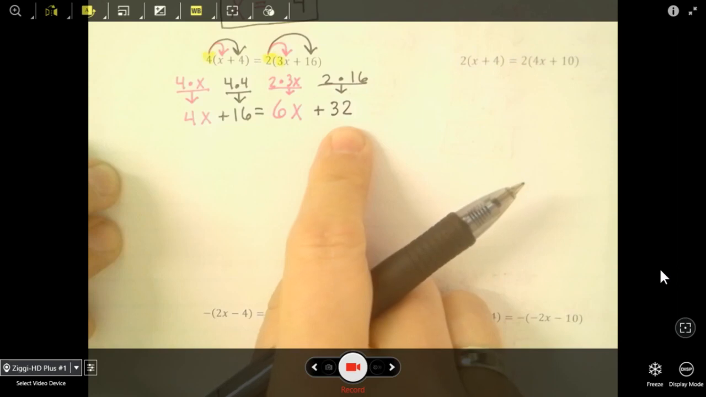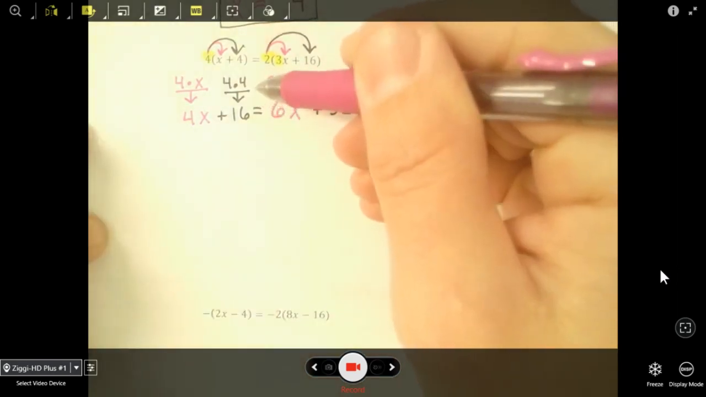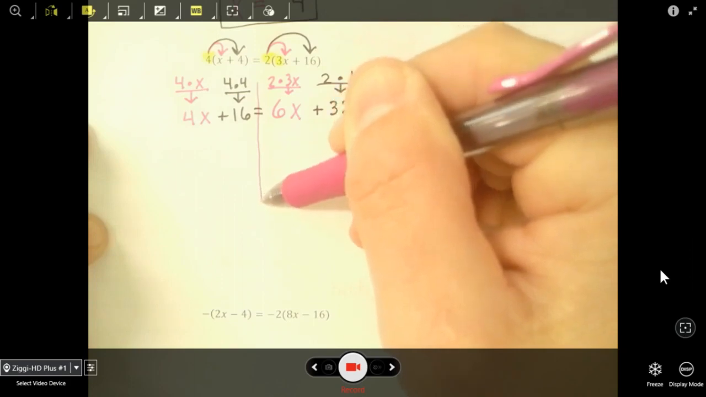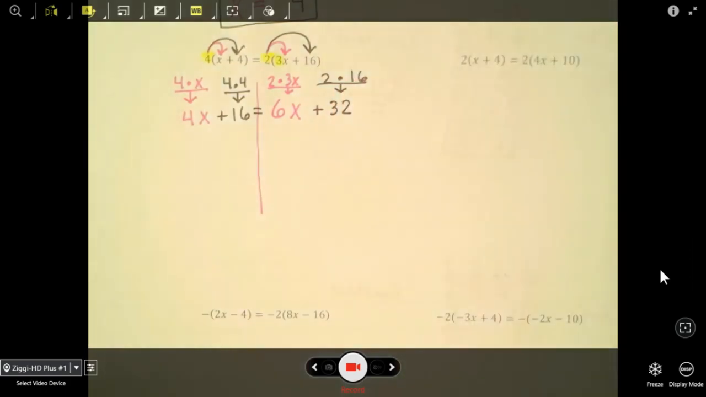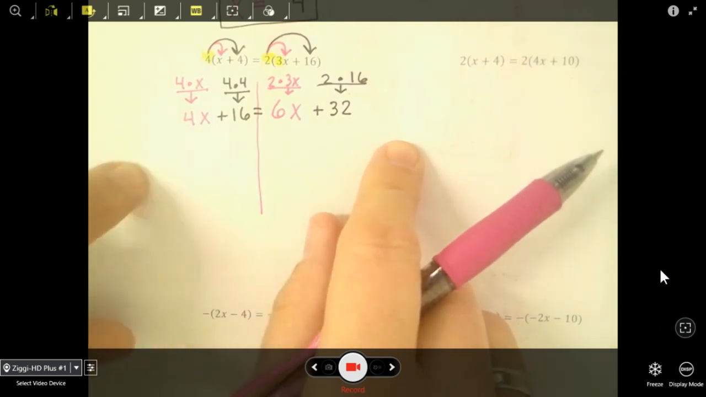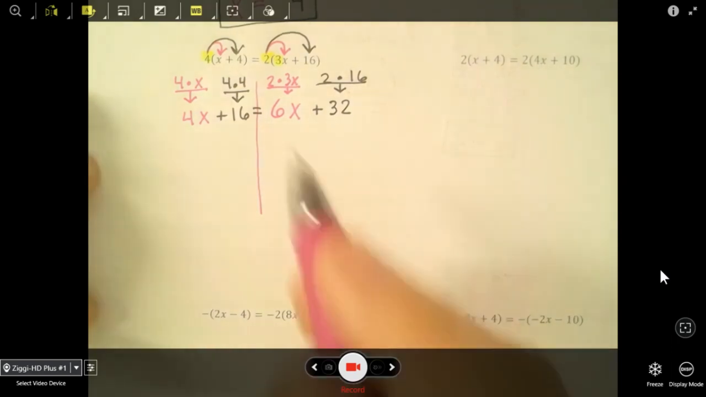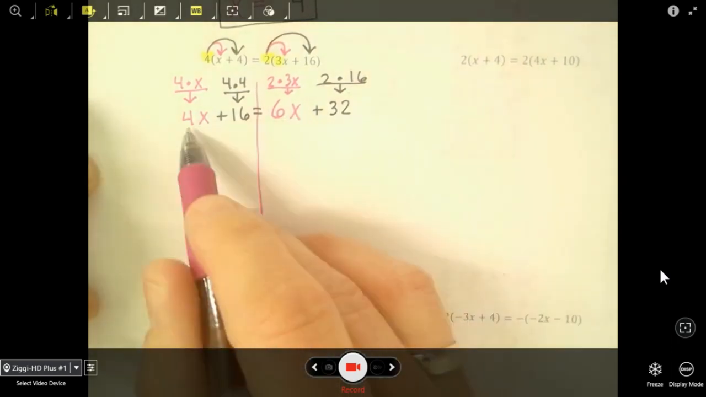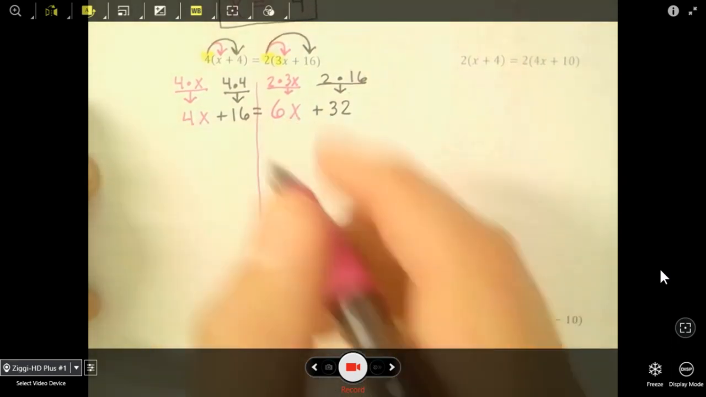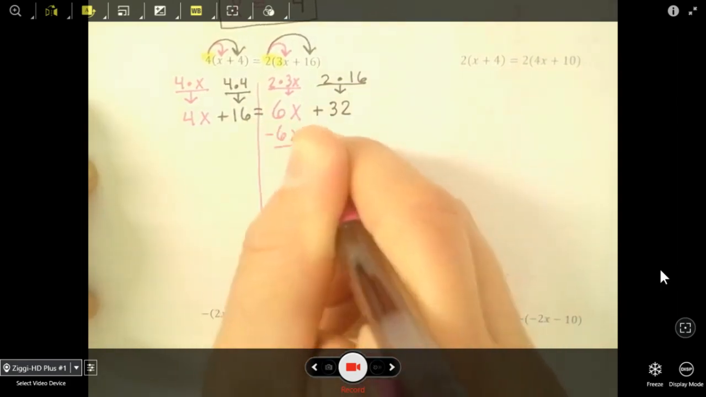And now that we have these values, right, we're going to treat it just like a regular equation. The distributive property is already done. I'm going to draw a line to separate it. And my goal is to move all my constants to the right and all my variables to the left. So I'm going to start with variables this time because it really doesn't matter the order. I'm going to move this 6x over to the left. And since it's a positive 6x, I'm going to move it by subtracting 6x from both sides.